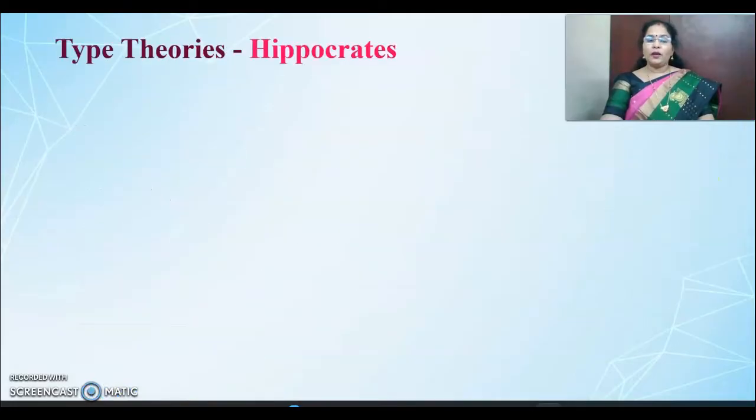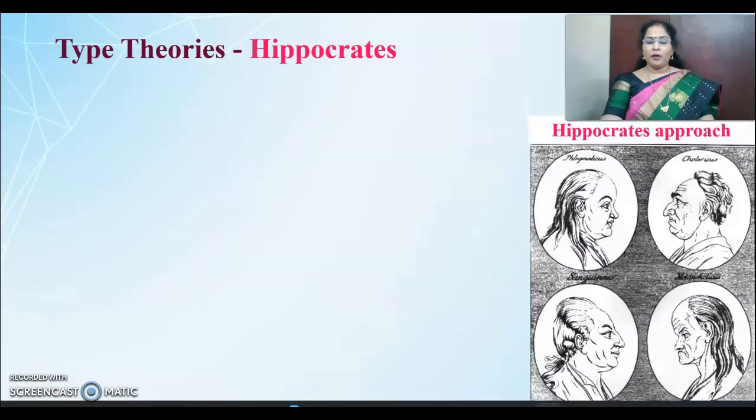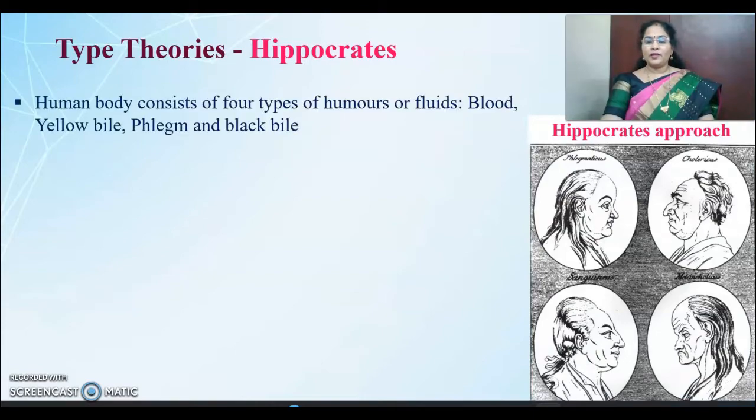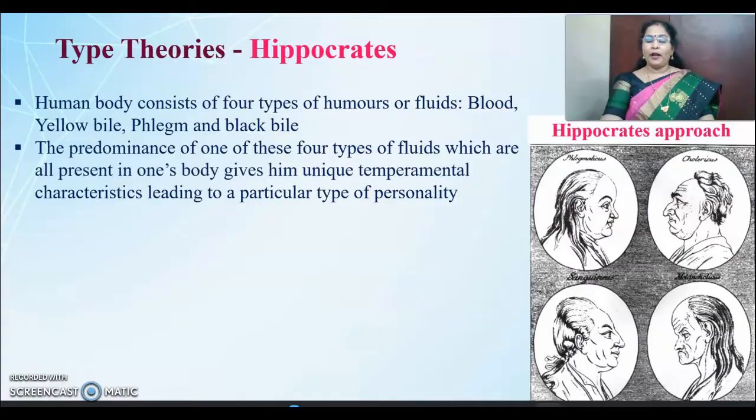Let's see what are the different type theories we come across. Hippocrates was a famous philosopher and psychologist. He proposed the type theory. He said that the human body consists of four types of humors or fluids, which are the blood, yellow bile, phlegm, and the black bile. Based upon the secretion of all these fluids, each one's personality is different. That is the claim of Hippocrates.